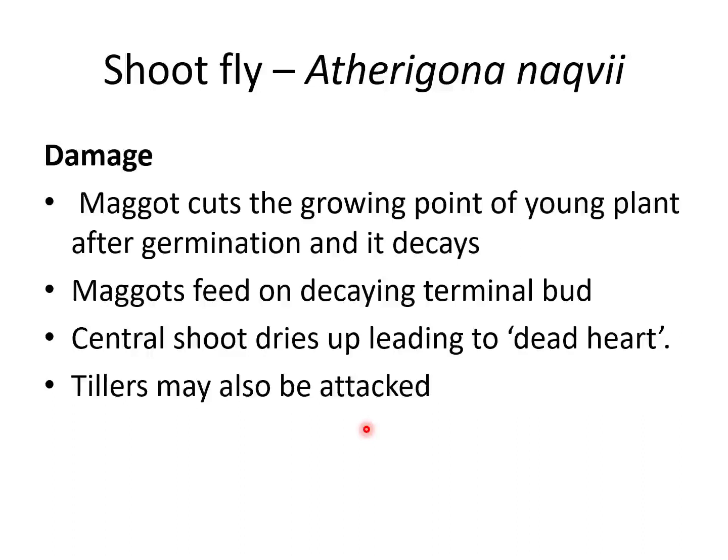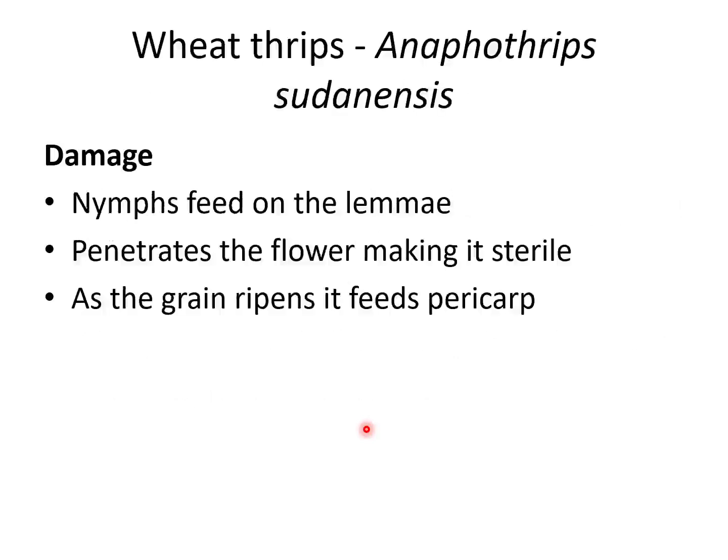It affects germination, and the growing point starts decaying, and the maggot starts feeding on this decayed plant material. And as this growing point is damaged, the central shoot dries up and leads to the formation of dead heart. It starts damaging tillers also, not only the main shoot.